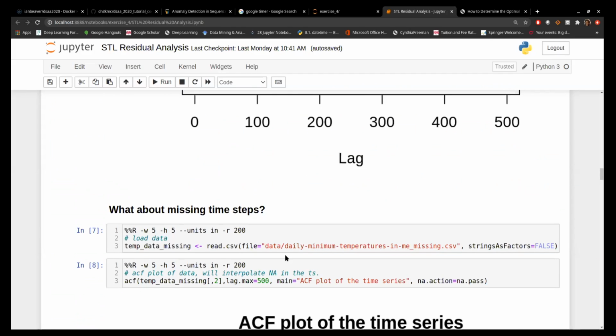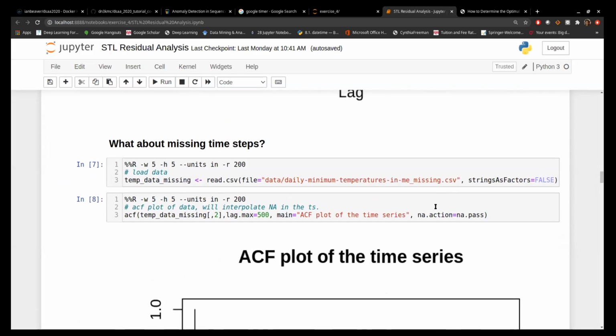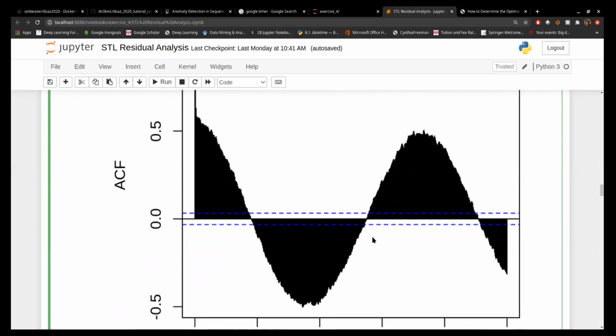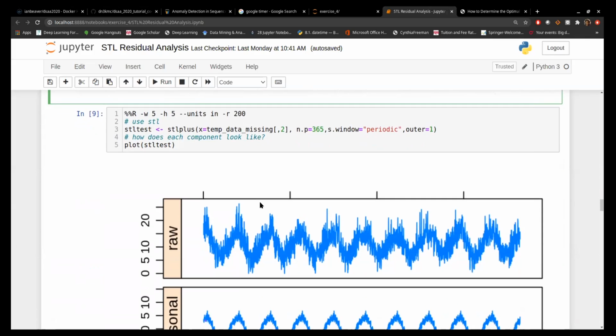So I plot the autocorrelation plot again, and note here that I include this argument, na.action equals na.pass. This is something you have to do if your time series has missing time steps. Don't just delete the rows in your CSV that have NaNs in them, right? This will actually cause you to underestimate your autocorrelation values. So then I run STL+. It can actually deal with missing time steps innately, hooray.